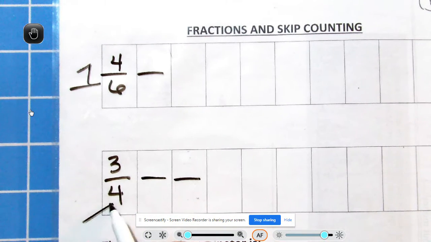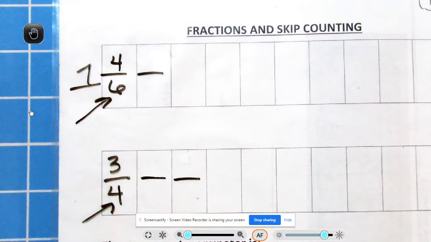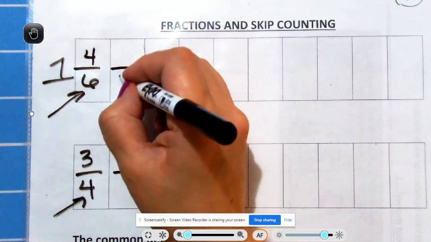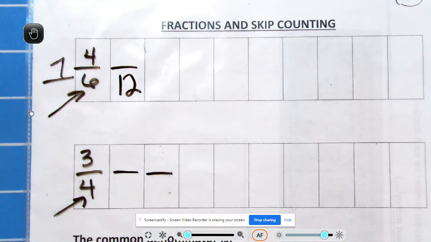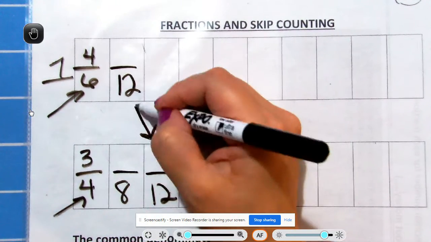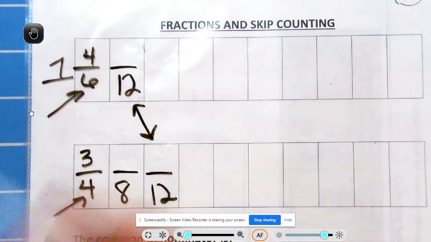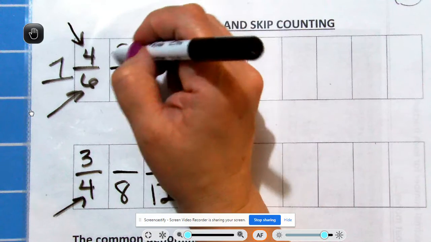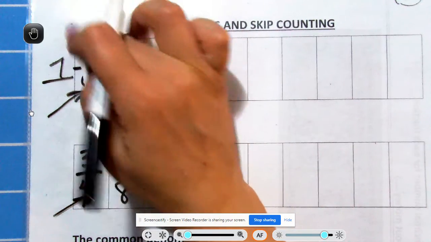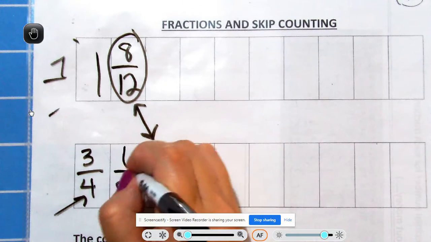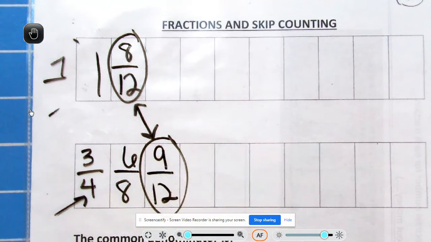All right, so we're going to just start by skip counting by the denominator, since that's what we're looking for, a common denominator. 6, 12. I know 12 is a multiple of 4. 4, 8, 12. So it's going to be twelfths. All right, now we've got to count by the numerators. 4, 8. So it'll be 1 and 8 twelfths. 3, 6, 9. So 1 and 8 twelfths subtract 9 twelfths.